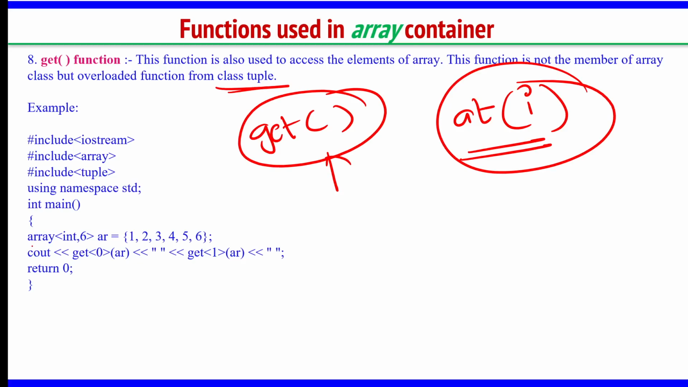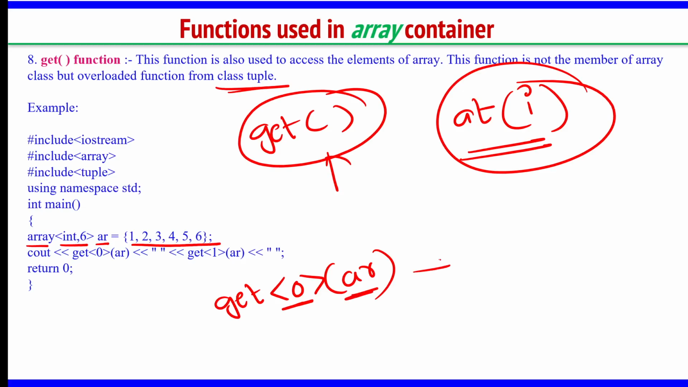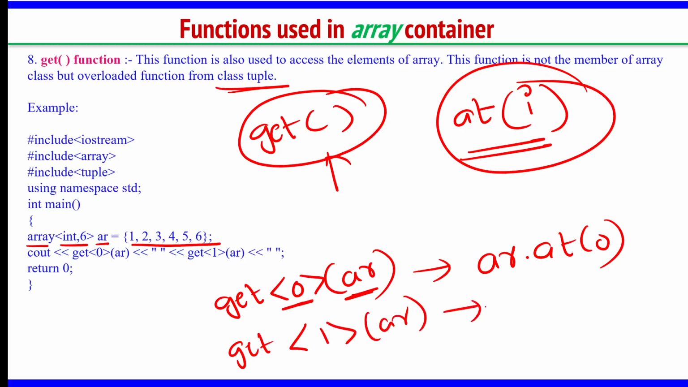See this example, I have array int 6 AR equal to 1 2 3 4 5 6. I have declared an array using STL. Now, if you want to get the 0th element from this array AR, get 0 of AR is the same as AR dot at of 0. In the same way, if you want to get the first element, get 1 of AR will also get you AR dot at of 1. So, at and get functions are the same. Get is directly applicable for tuples, whereas the at function is applicable for arrays, right.